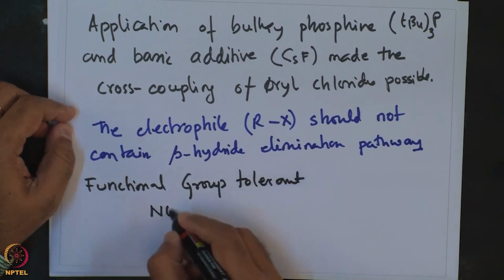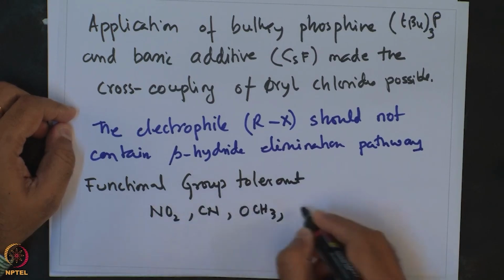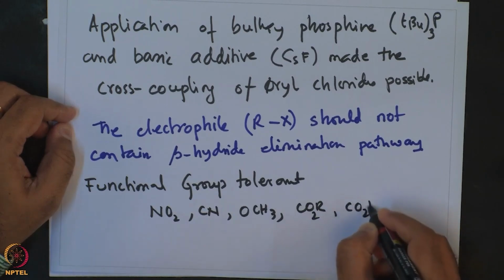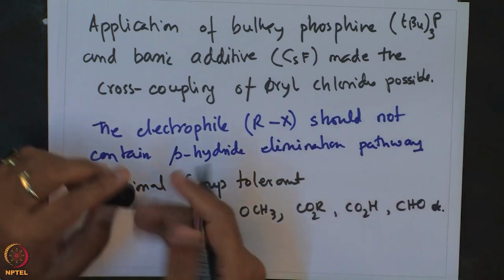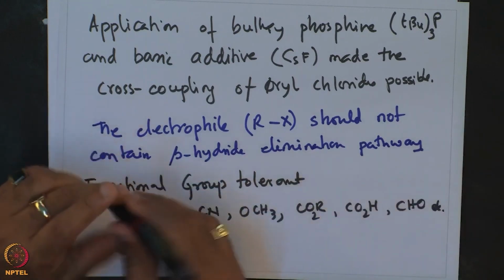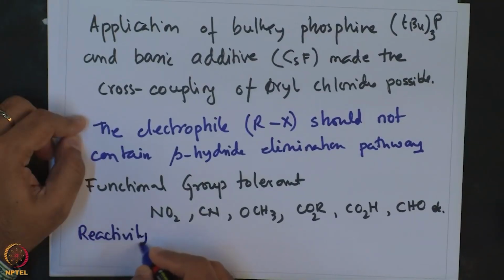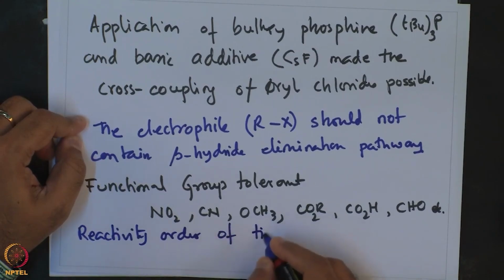And for example, groups like NO2, CN, OCH3, COR, CO2R, CO2H, CHO, etc. For functional group tolerance. Now, in terms of the nucleophile, which is organotin reagents, the following is the reactivity order of tin organyls.